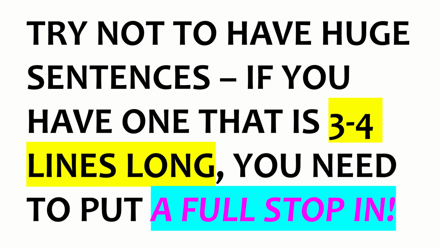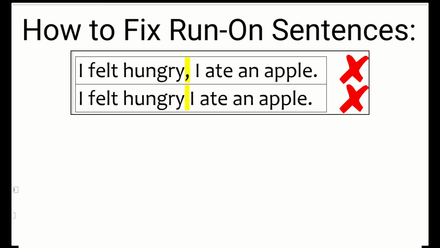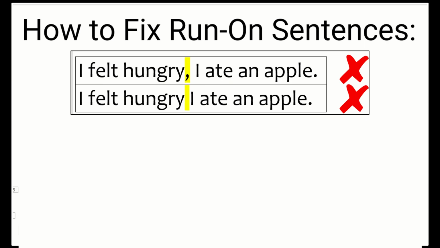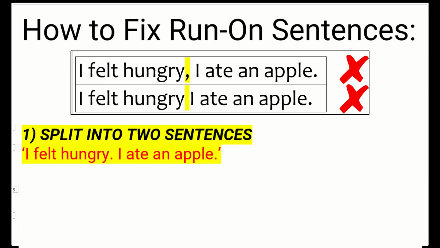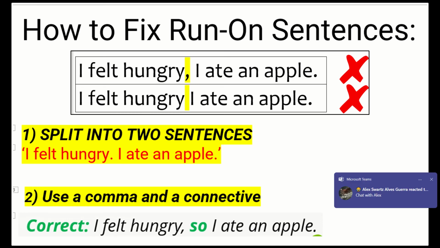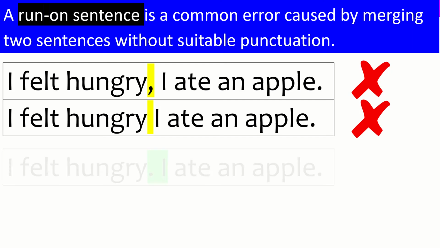So try not to have huge sentences, in other words, run-on sentences. If you've got one that is 3 or 4 lines long, you don't need to put a full stop in. The main mistake students make with their spag is run-on sentences. That's where you've got 2 sentences together with either no punctuation or incorrect punctuation, which is basically a comma. So if you look here, there's 2 separate sentences. I felt hungry, I ate an apple, where the students put a comma or nothing. So to fix your run-on sentences, you put a full stop, split into 2 sentences like this, or you do a comma and a connective. So I felt hungry, comma, so I ate an apple, or I felt hungry because I ate an apple, and so on.